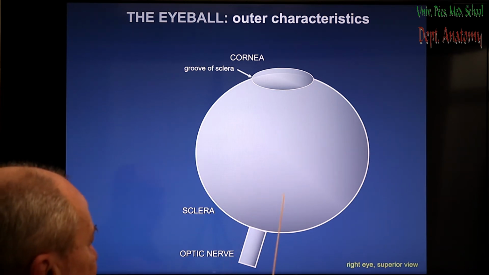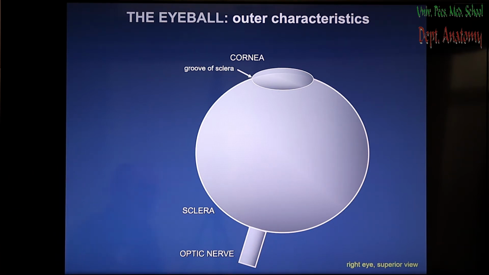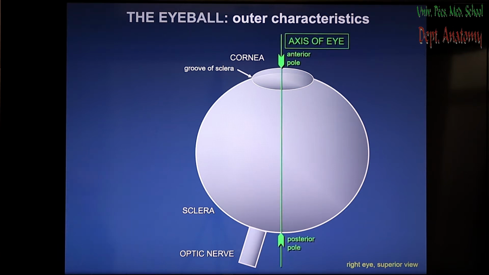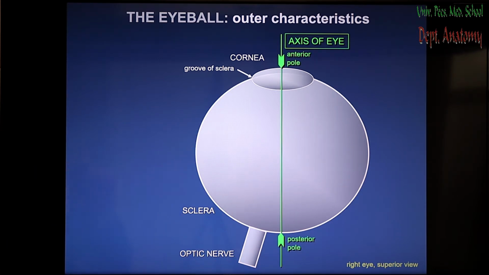The optic nerve starts not from the posterior end, but slightly shifted medially from it, and goes to the hypothalamus. We distinguish two poles on this spherical organ, the anterior and posterior. Connecting them, we end up with the axis of the eye.